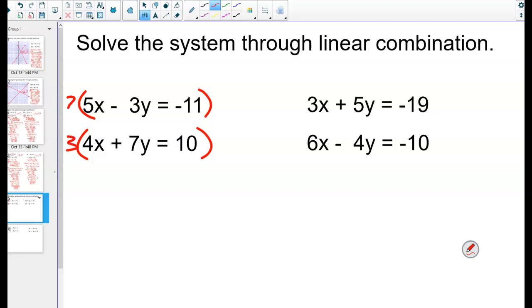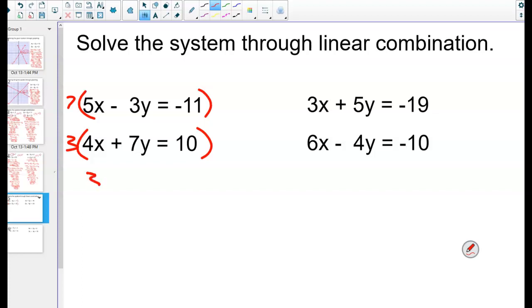You take the coefficient in front of y, put it up here, and the coefficient in front of y, and put it here. Now, if you want to get rid of the x, you can take the 4 and put it up top, and the 5 and put it on the bottom. You'd have to make one of those numbers negative. In the end, you have to get the same exact coefficient in front of the variable with opposite signs.